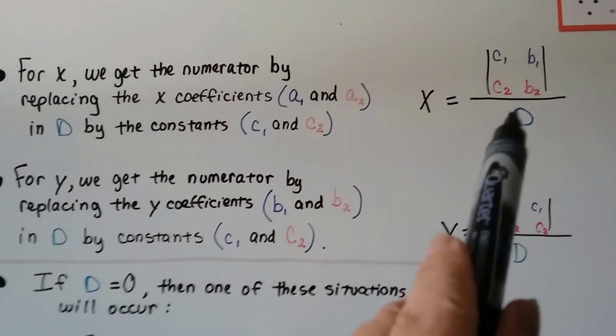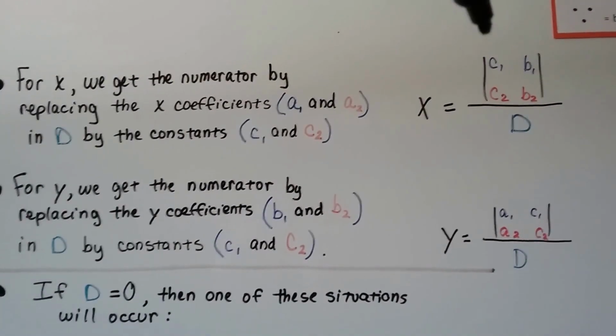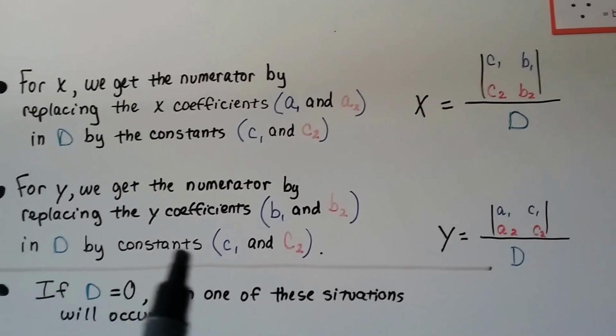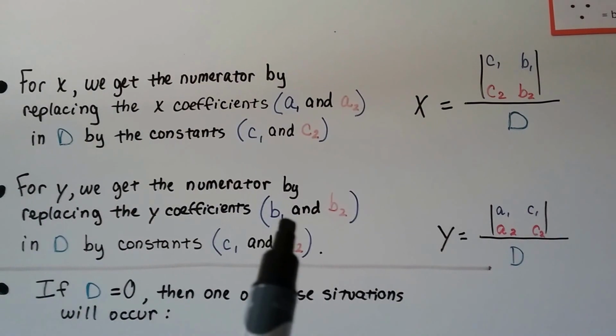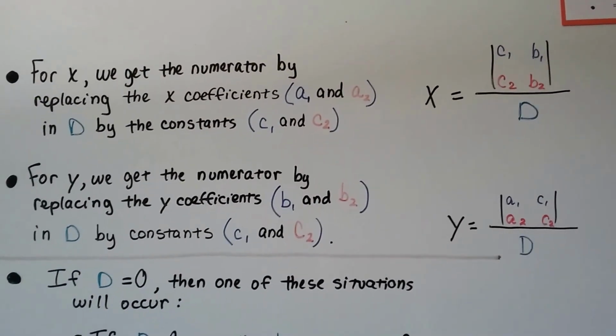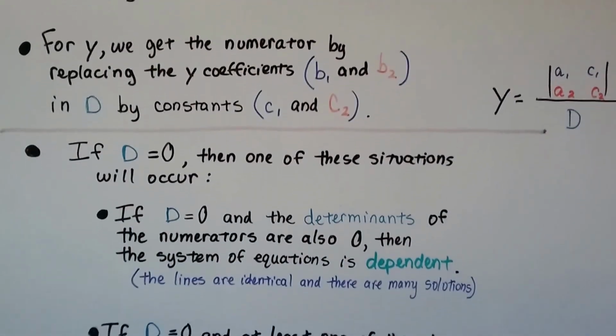And we got that D for both of them. But now for the numerator, we're going to cross-multiply this way, see? And for y, we get the numerator by replacing the coefficients, the b's, in D by constants, the c's. All right? And I'll go into a little more detail. I'll show you with real numbers in a second.